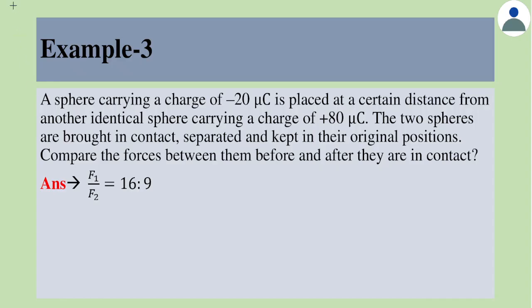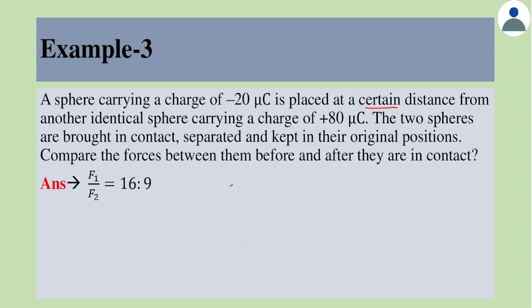Part 3 says a sphere carrying a charge of minus 20 microcoulomb is placed at a certain distance from another identical sphere carrying a charge of plus 80 microcoulomb. The two spheres are brought in contact, separated, and kept in the original positions. Compare the forces between them before and after they are in contact.